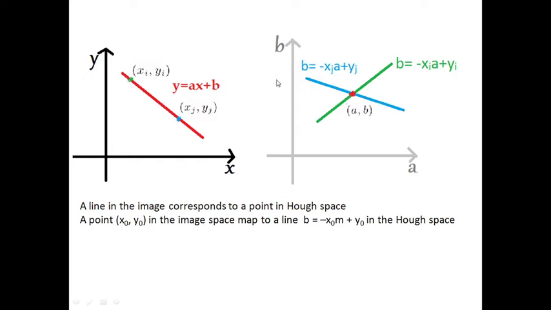Just as a line is mapped into a point, in a similar manner a point is mapped into a line in the Hough space. So if this is my equation of the line, y equal to ax plus b, then in the parameter space the equation of the line becomes b equal to minus xa plus y. This green point corresponds to the green line, and this blue point corresponds to the blue line. The blue point has the coordinates xj and yj, and the green point has the coordinates xi and yi. The same way, each is mapped to a line in the Hough space here.